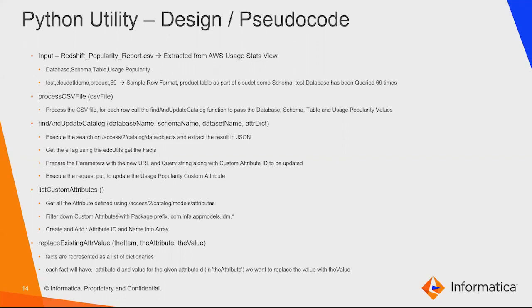The list custom attributes function is to find all the attributes in the EDC and get the ID of the custom attribute that needs to be updated for usage popularity. Replace existing attribute value is, as the name suggests, to update the attribute from the old value to the new value. And there are some additional steps taken care of: if the usage popularity index is the same when compared, then the catalog is not updated. Hence, and if the file is empty, it's not processed as well. So those preliminary steps have been taken care of. However, you can extend it to your own requirements since it can be done.